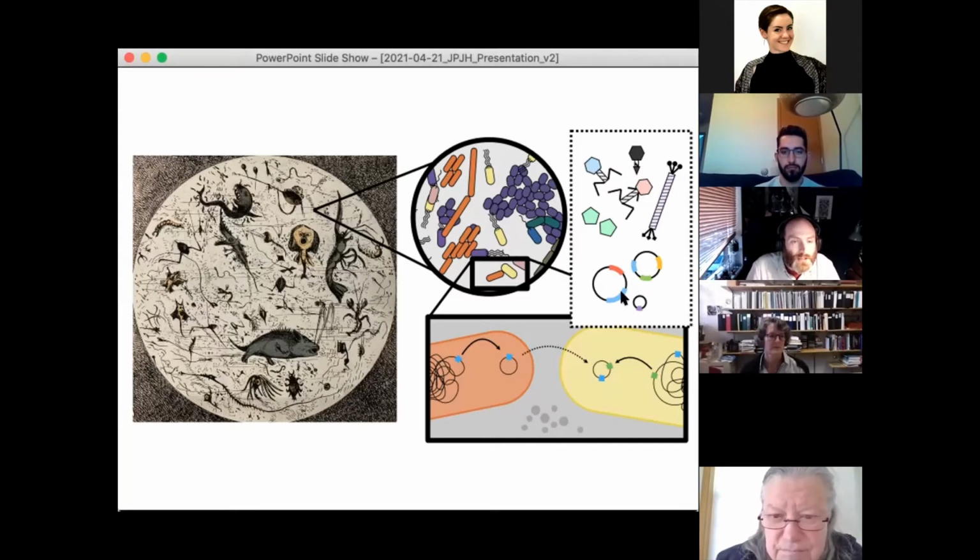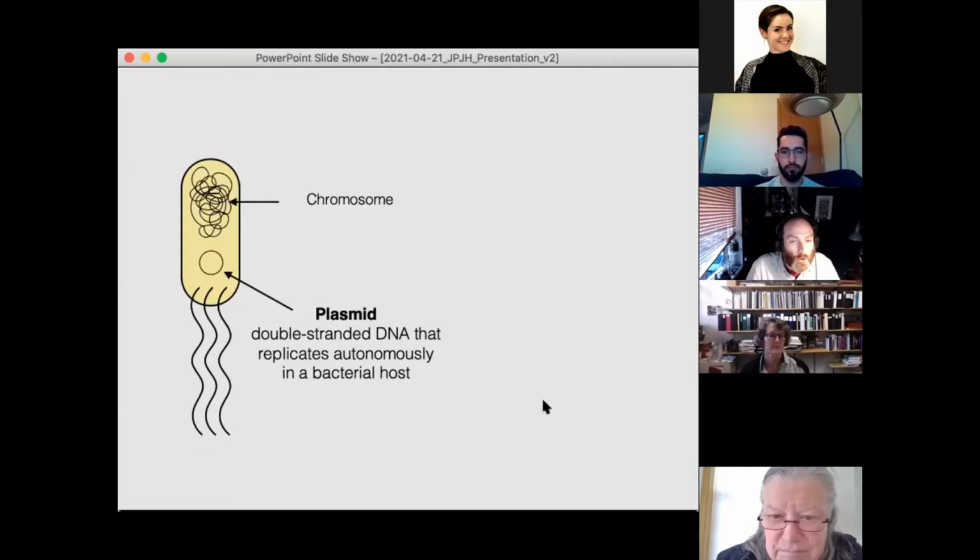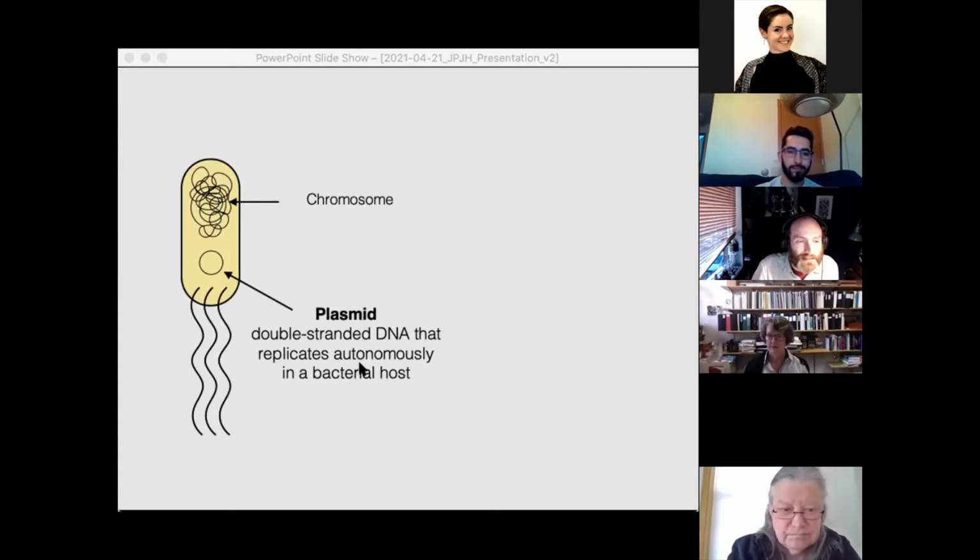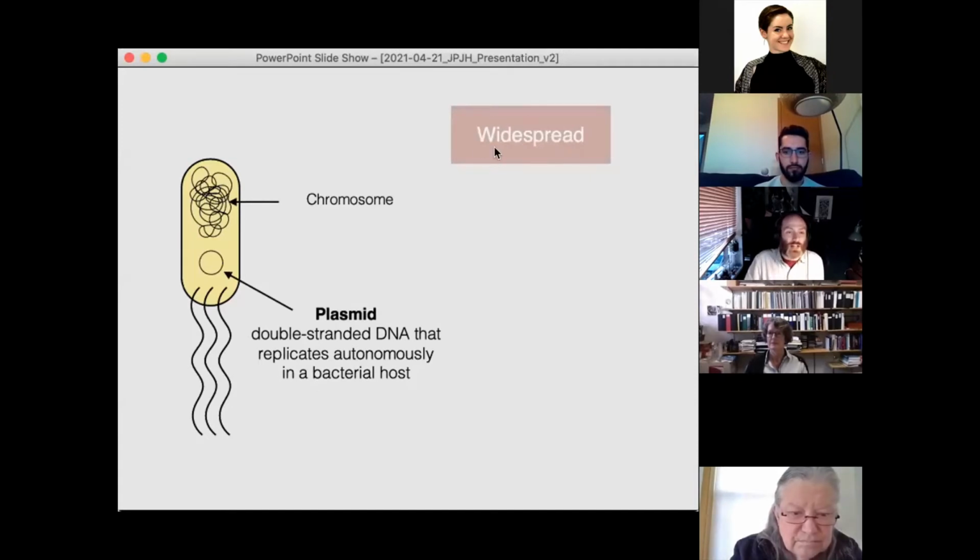Okay, so I'm going to talk about plasmids. Plasmids are really important in horizontal gene transfer because it's thought that plasmids are responsible for most horizontal gene transfer that we find. Plasmids are bits of double-stranded DNA that replicate separately from the chromosome in a bacterial host. And they're interesting because they are really widespread. So they're found in all different types of genera of bacteria.